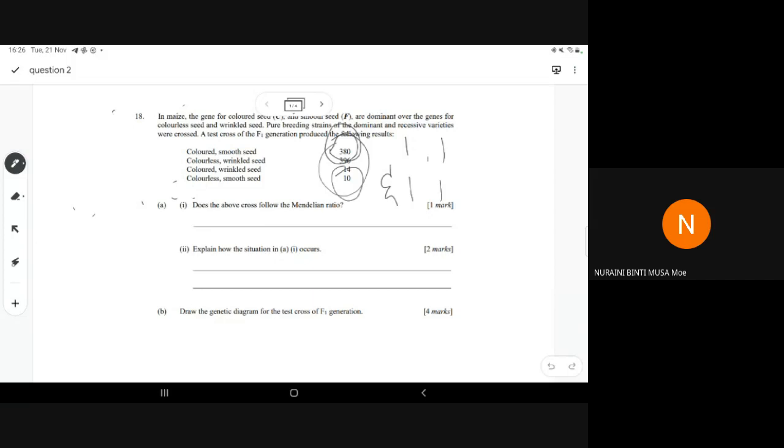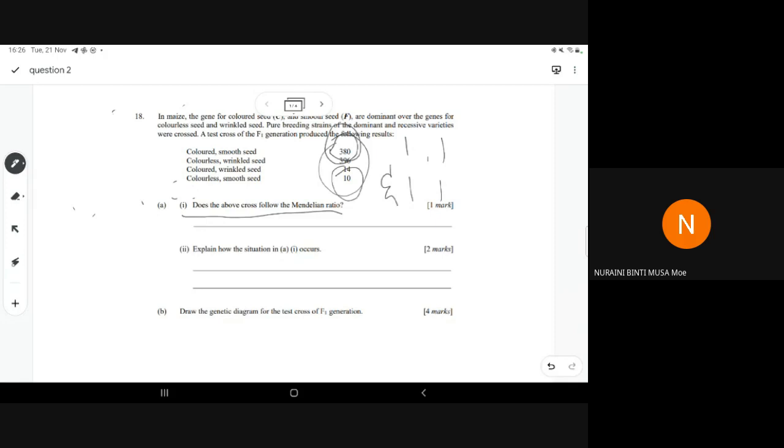Okay, so this again, question ni mesti tanya, they always ask if it's a linked gene or not by asking you, does it follow Mendelian ratio? Okay, that's why you need to memorize the Mendelian ratio again: test cross monohybrid 1 to 1, self cross monohybrid 3 to 1, self cross dihybrid 9 3 3 1, test cross dihybrid 1 to 1 to 1 to 1.